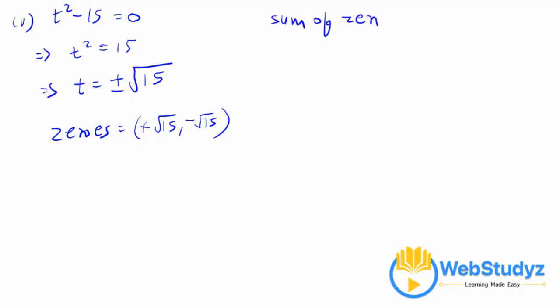So the sum of zeros will be minus b by a. B is 0 and a is 1. This side it will be minus root 15 plus root 15. This side will be 0 and this side will also be 0.